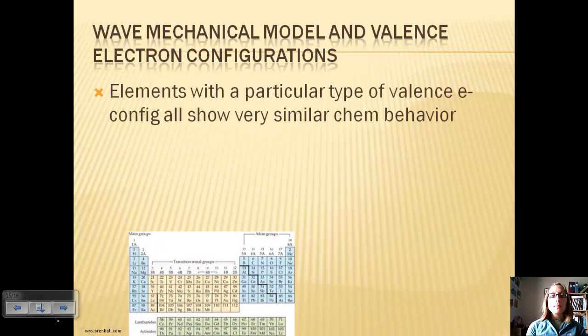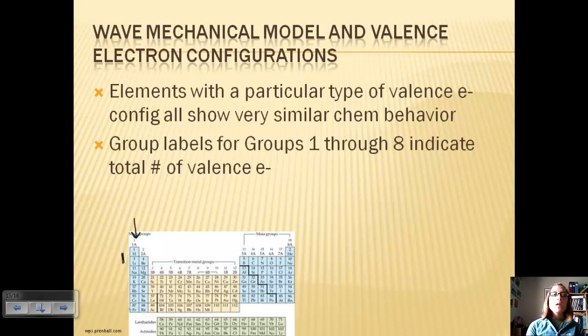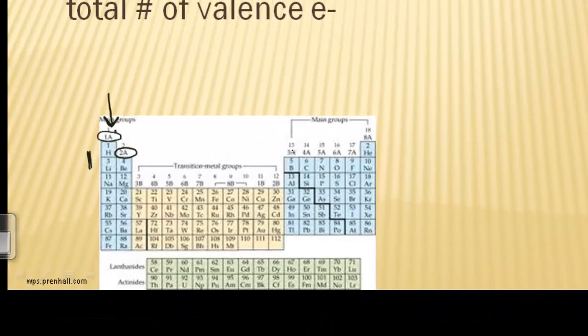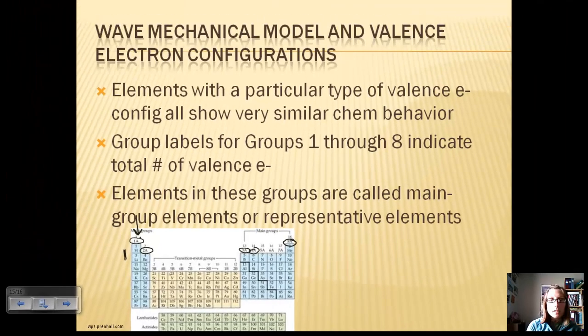Okay, so we said that elements with a particular type of valence electron configuration all show similar chemical behavior. So anything in this group 1 all has 1 valence electron, so they're all similar in chemical properties. Group labels for groups 1 through 8 indicate the total number of valence electrons. So you can see we have a 1A here, a 2A, and then over here we have 3A, 4A, all the way up to 8A. Okay, these are called main group elements or representative elements. You can see it labeled right here. So we're basically not including the transition metals. And so those group numbers tell you the number of valence electrons. So you don't have to go through and write the electron configuration every time you want to find valence electrons.